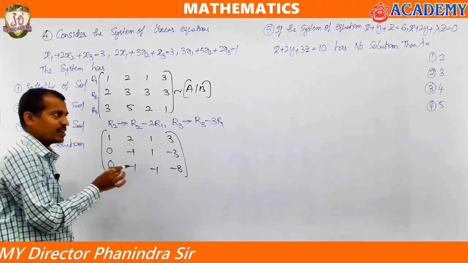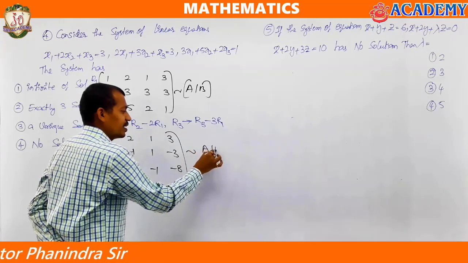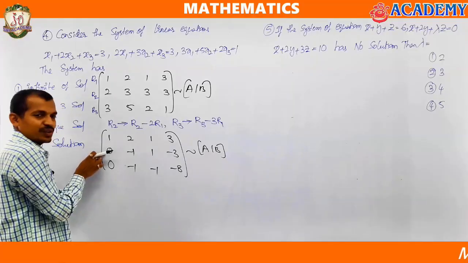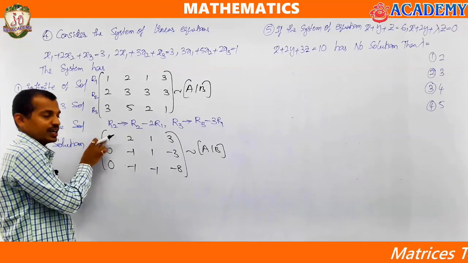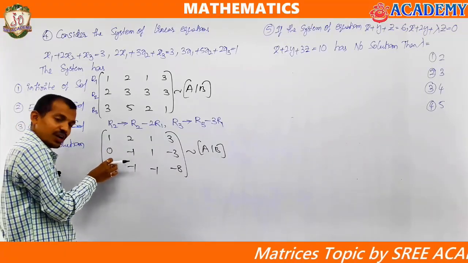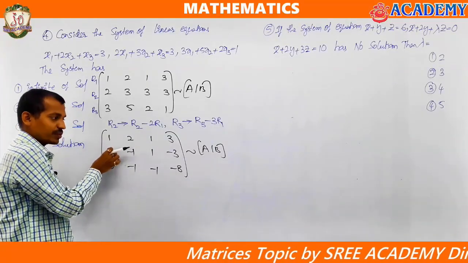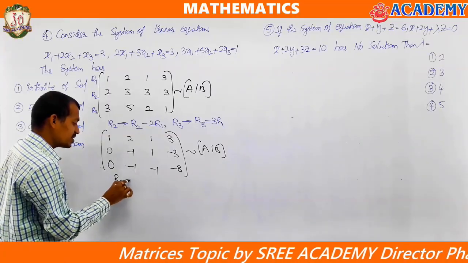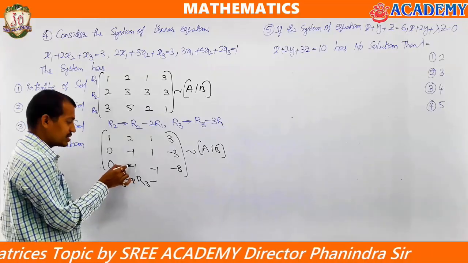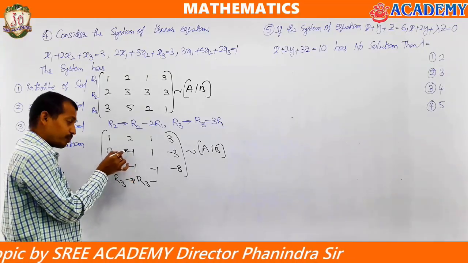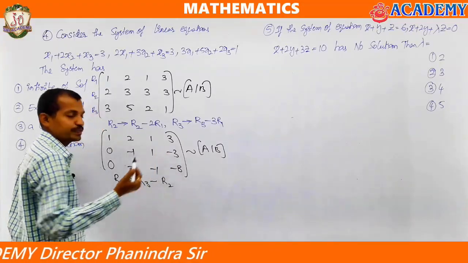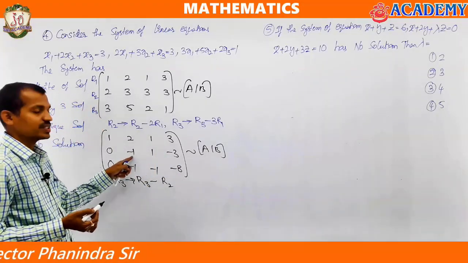It is not going to be echelon form. You have to make this element also 0, by using R2 only. Why? Because R1 in place of first element is going to be 1, it can't be used to make it 0. First you have to get 0 here, that's why you have to use R2. I am using that: R3 tends to R3 minus R2. Here minus 1, if you do minus 1 plus 1 it is going to be 0. That's why I am taking minus R2 only.